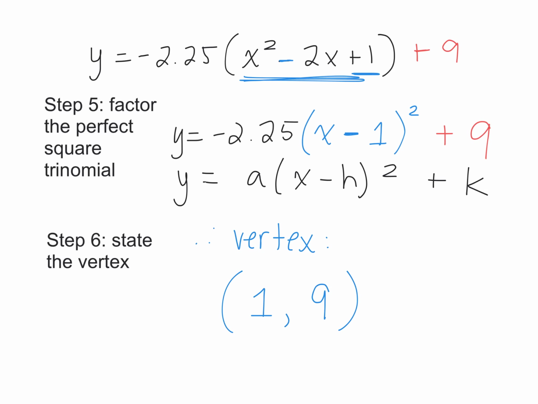If I were to ask you the value of a, what's the value of a? Negative 2.25. So does this parabola open up or down? Does it stretch or compress? It stretches, it opens down. You know where the vertex is, you can graph this. Okay, h is 1 and k is 9. Vertex is located at (h, k).